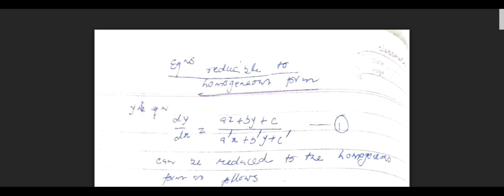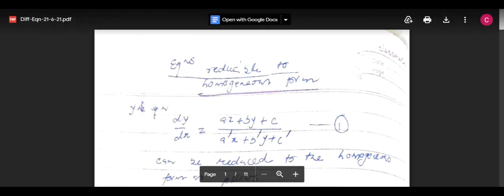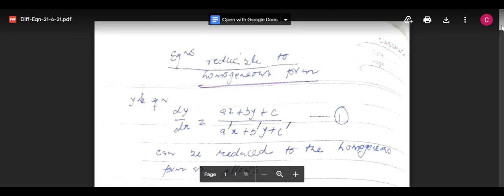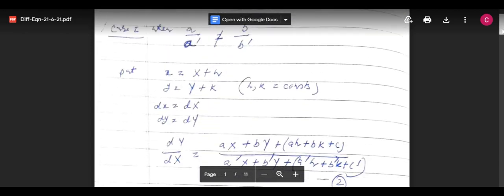Now I think one problem is given. Already you have done it. Okay, I forgot to tell you this: the linear equation of first order is also known as Leibniz's linear equation. It is also known as this linear equation.